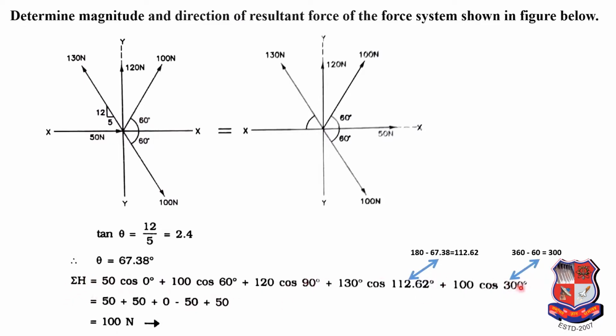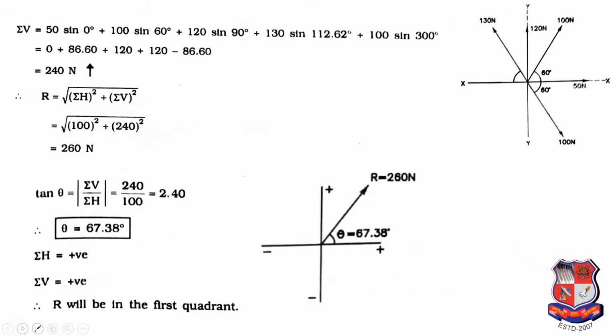So by resolving that, means by doing the simplification, we'll get 50 plus 50 plus 0 minus 50 plus 50, so that will be 100 Newton. It is positive, so all the horizontal forces are positive. Okay, so we got sigma H is equal to 100 Newton.